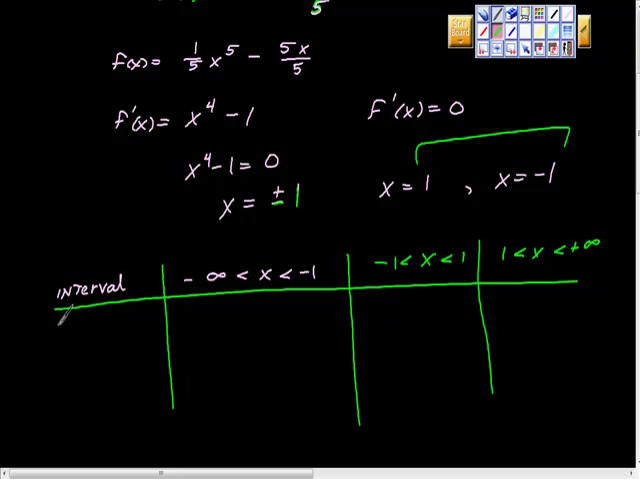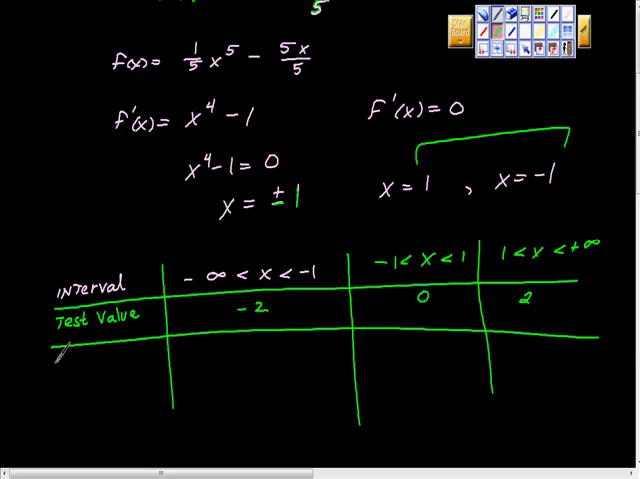And we want some test values. So I'm going to take test values here. So what number is in here? Negative 2 is certainly in here. What number is in here? Well, we could take 0 here. And if you're wondering how I'm choosing my values, I'm just picking a value that is somewhere in this interval. So negative 2 is less than negative 1, but greater than negative infinity. 0 is less than 1, but greater than negative 1. And here I'll take, I don't know, 2. 2 is greater than 1, but less than positive infinity.